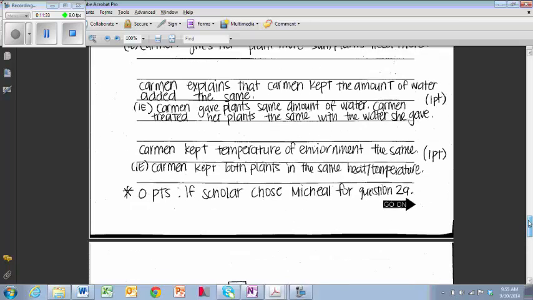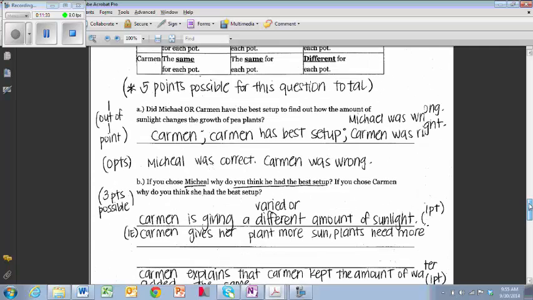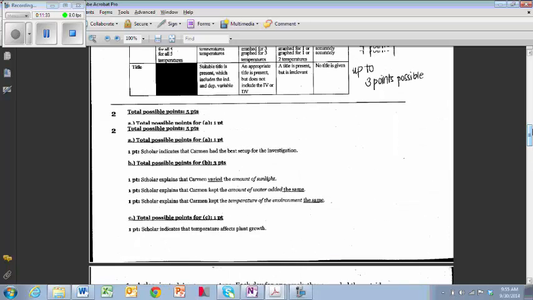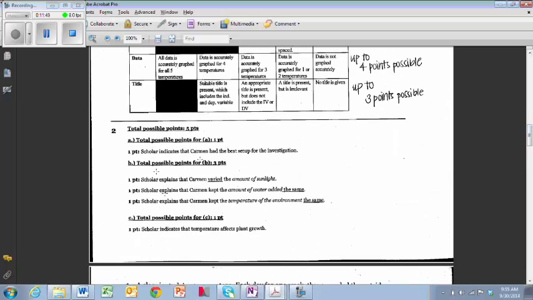With all of these questions for part A, B, and C, these are ideal answers. You'll notice up in the rubric, more than anything, you want scholars to indicate or explain or identify something about that. So for part A, something about, for part B, something about that explains why Carmen's setup was the best.